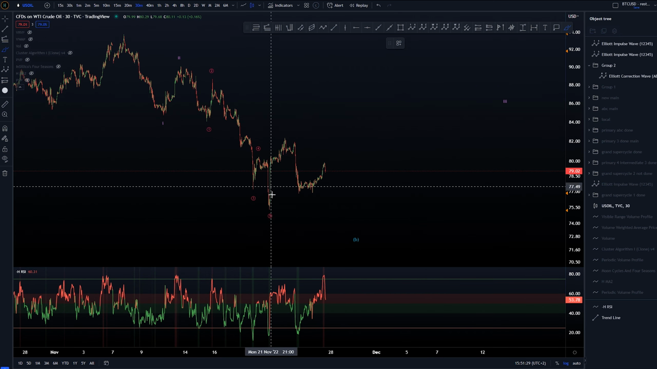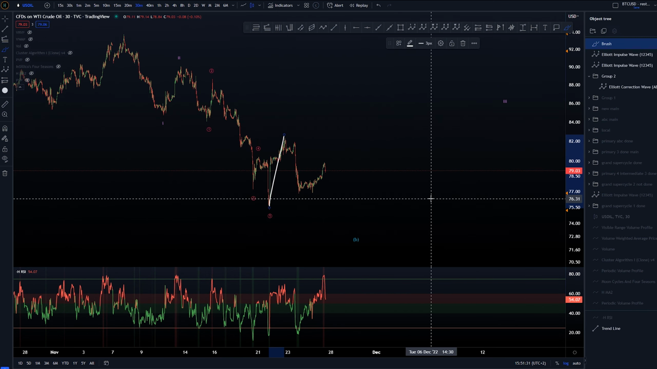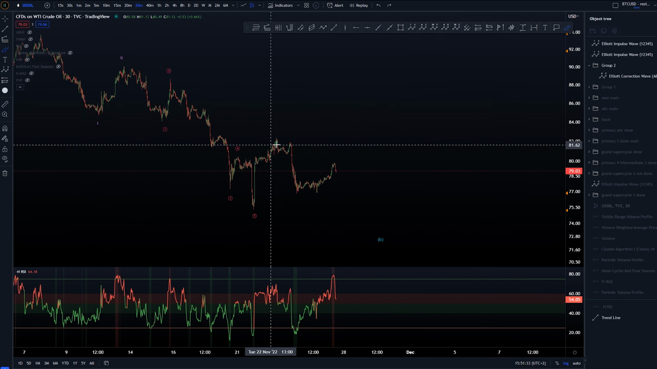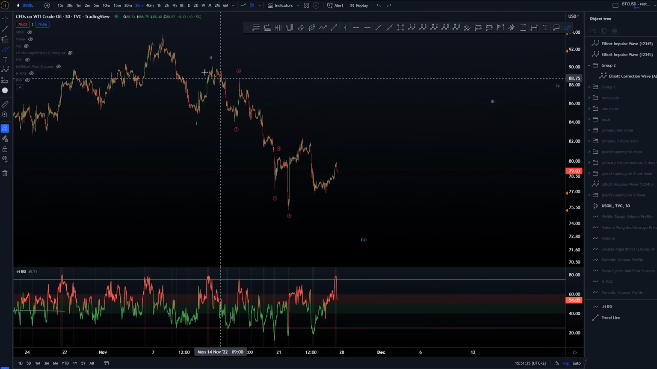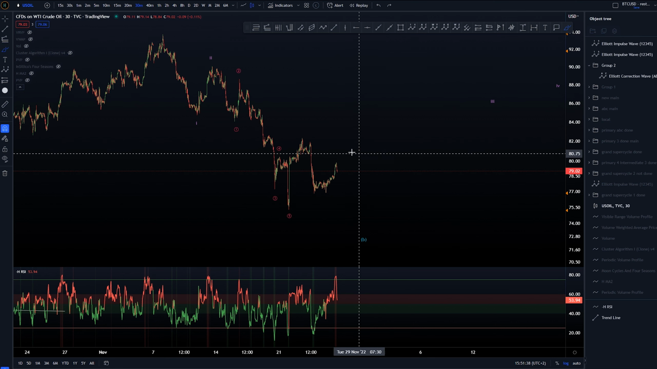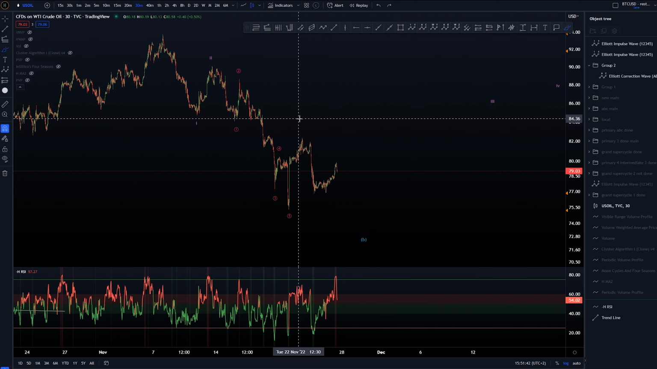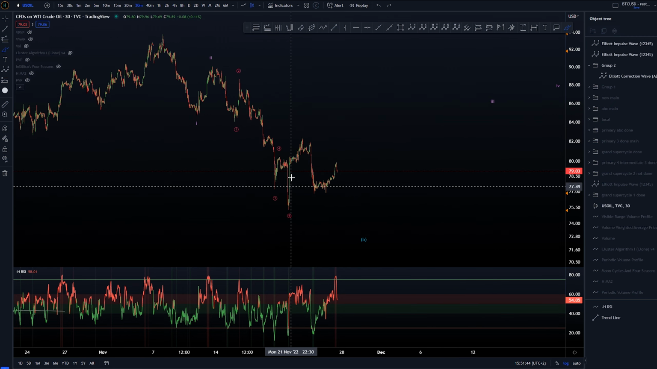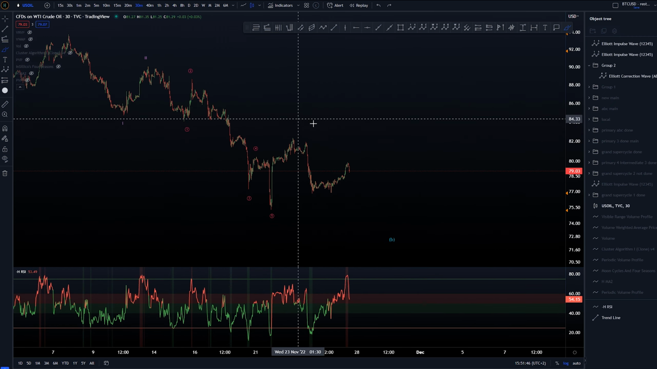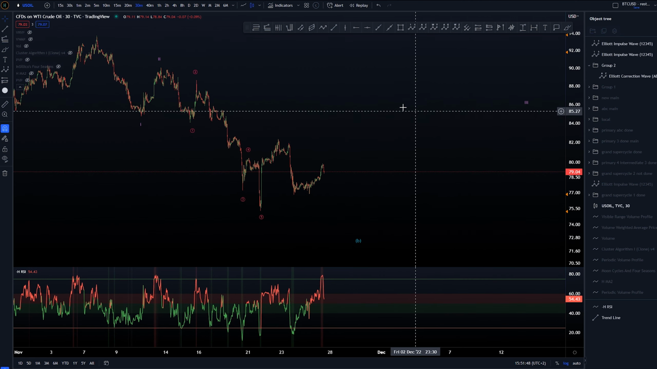So the issue with this count is that this structure here seemed really impulsive. Well, all of the structures in oil seem to be very impulsive, so we can't really draw too many conclusions from these moves, unfortunately. But yeah, gotta keep that in mind.